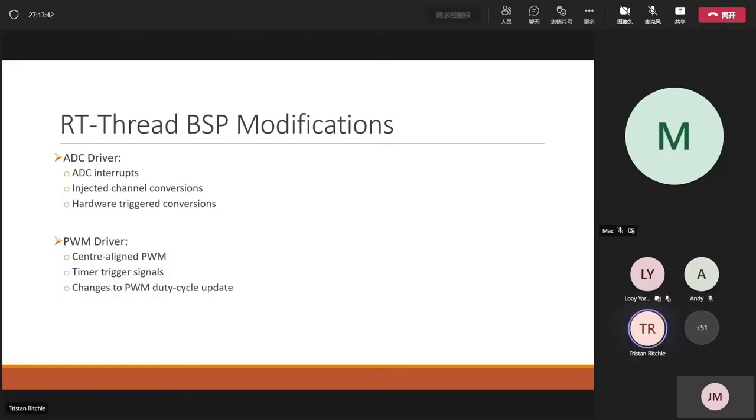However, we do still need to consider the performance implications of using the real-time operating system to determine whether it is actually suitable for high-performance control. And we'll take a look at some of that analysis now.